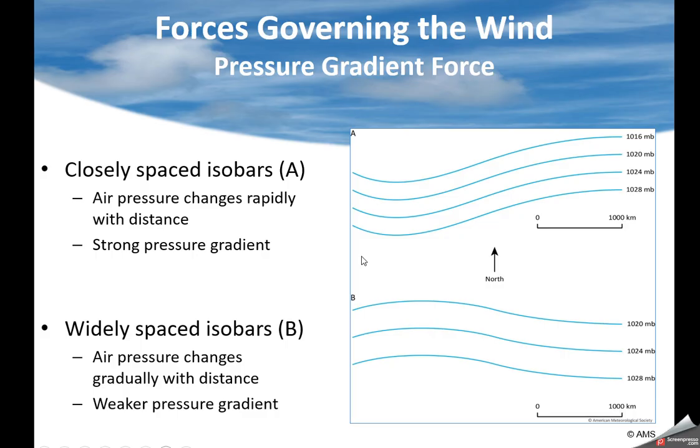So here you can see a perfect example. The closer the isobars are together, the stronger the wind. And again, blowing from high pressure to low pressure. Same here, weaker winds.